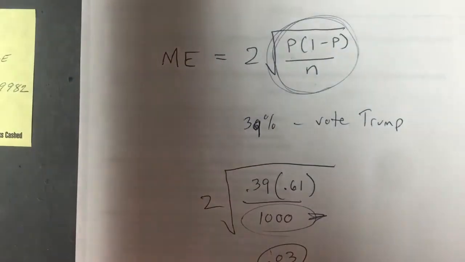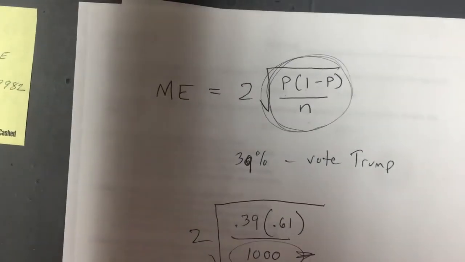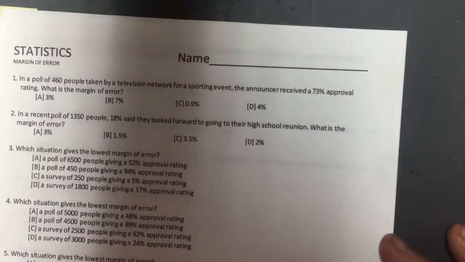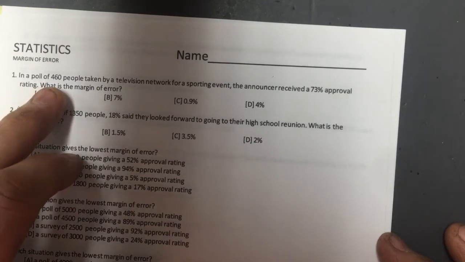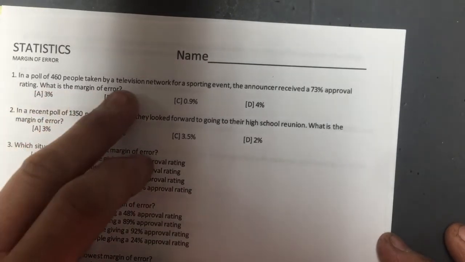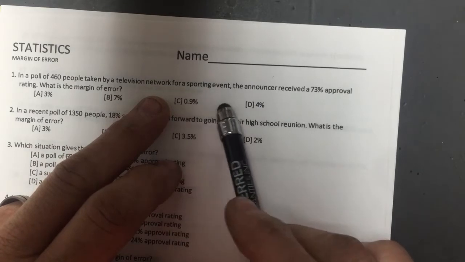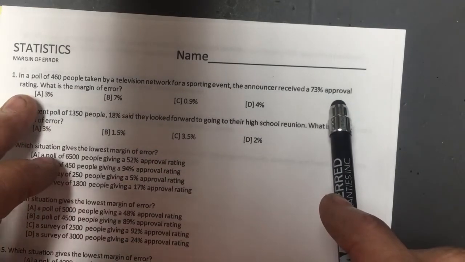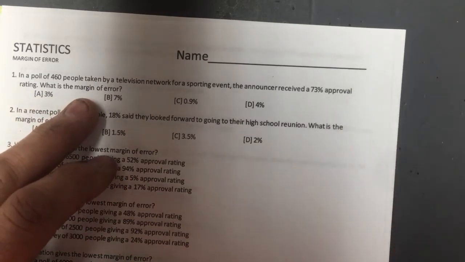So let me put this thing back here, and let me show you how to do some of these problems that we've got. This first one: in a poll of 460 people taken by a television network for a sporting event, the announcer received a 73% approval rating. What's the margin of error?